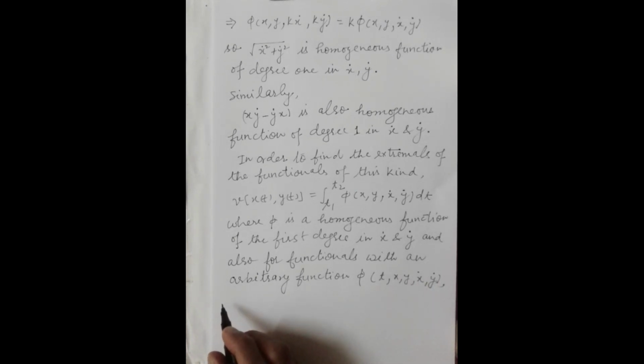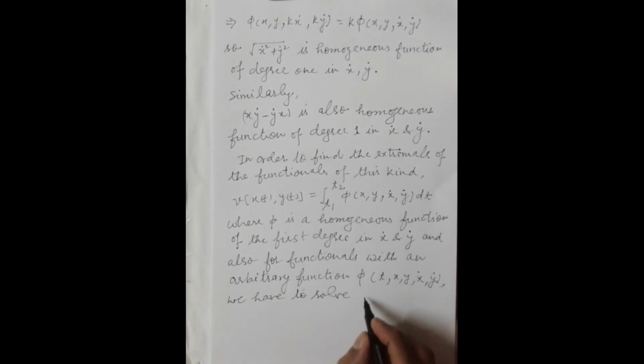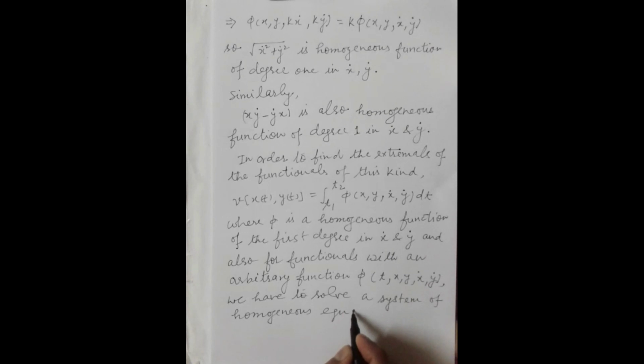we have to solve a system of Euler's equations, a system of equations: phi x minus d by dt of phi x dot equal to 0 and phi y minus d by dt of phi y dot equal to 0. This is denoted by 3.